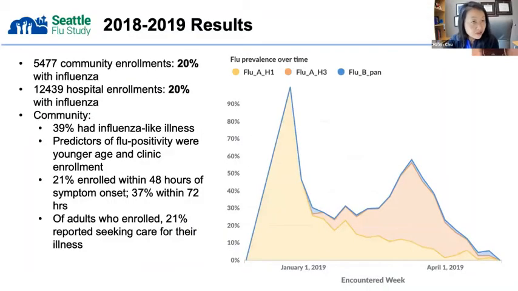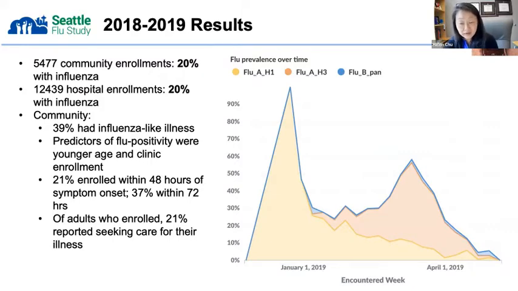So in that very first year of the study, we enrolled a lot of people. We enrolled over 5,000 people in the community. We enrolled over 12,000 people from these hospital samples. And we found that overall, comparing these two groups, the ones in the community and the ones in the hospital, about 20% each had flu detected. And flu was the pathogen that we were really focused on at the time. And I think this was, for us, a success.